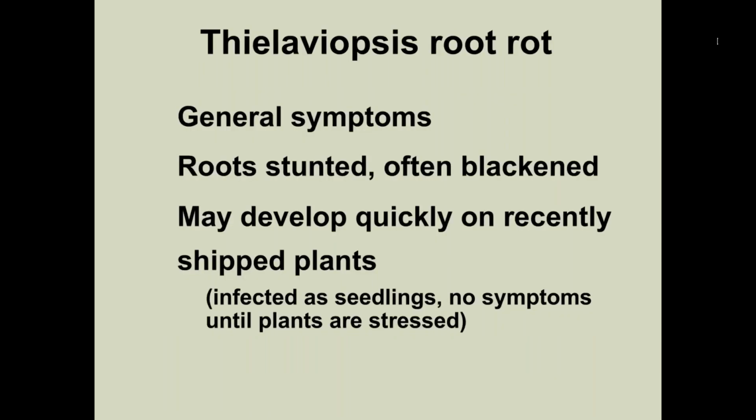So the last root rot I'm going to talk about is the Thielaviopsis root rot, also known as black root rot. Again, all those general symptoms, stunting, nutrient deficiency. With the Thielaviopsis root rot, it's known as black root rot because the roots are stunted, and the Thielaviopsis has these really dark fungal structures that are in the roots, so the roots will often look blackened. It can often develop quickly on recently shipped plants because sometimes those plants are shipped at times of the year when they're exposed to cold. They tend to be a bit cold and they get stressed. They might dry out a little bit during shipping, and they tend to be more susceptible to Thielaviopsis root rot.